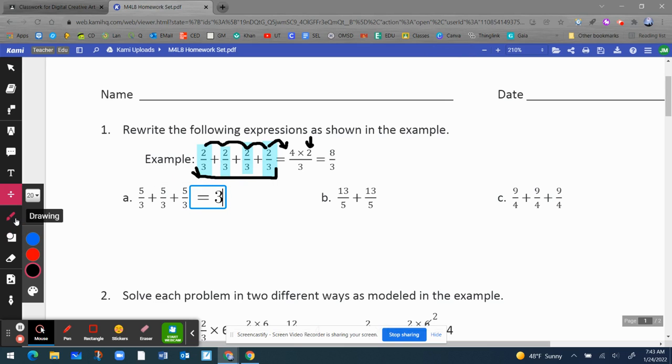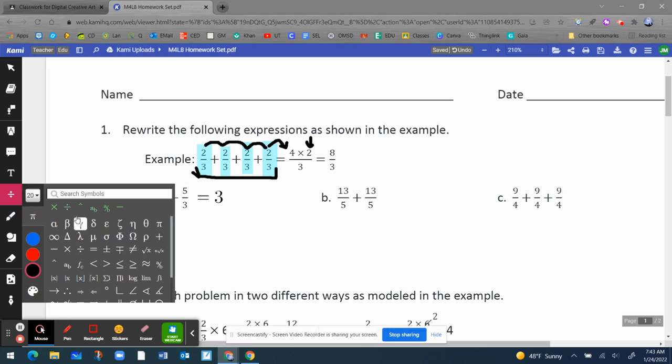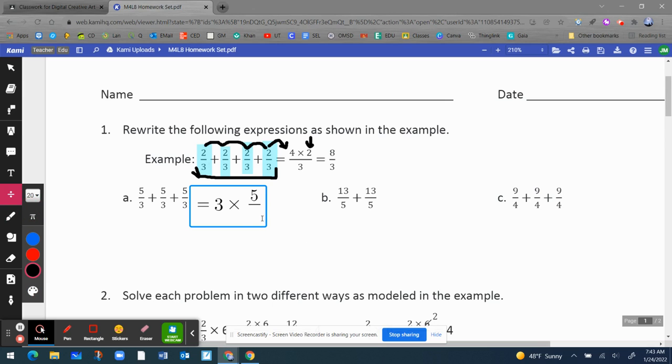that's going to be 3, and I'm going to insert the multiplication symbol that is going to say that I have this number 5 3 times. So there is a number 3 times 5. And remember, this is a fraction. So in this fraction, they're both going to be divided by the 3, which is the 3 right here.